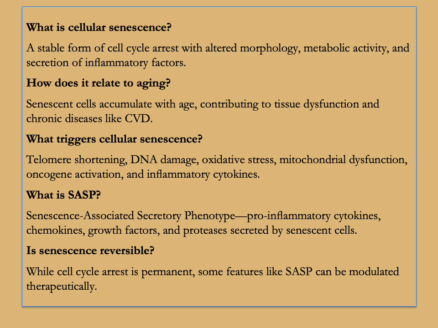What triggers cellular senescence? Telomere shortening, DNA damage, oxidative stress, mitochondrial dysfunction, oncogene activation, and inflammatory cytokines. What is SASP? SASP is senescence-associated secretory phenotype, and these include pro-inflammatory cytokines, chemokines, growth factors, and proteases secreted by senescent cells.